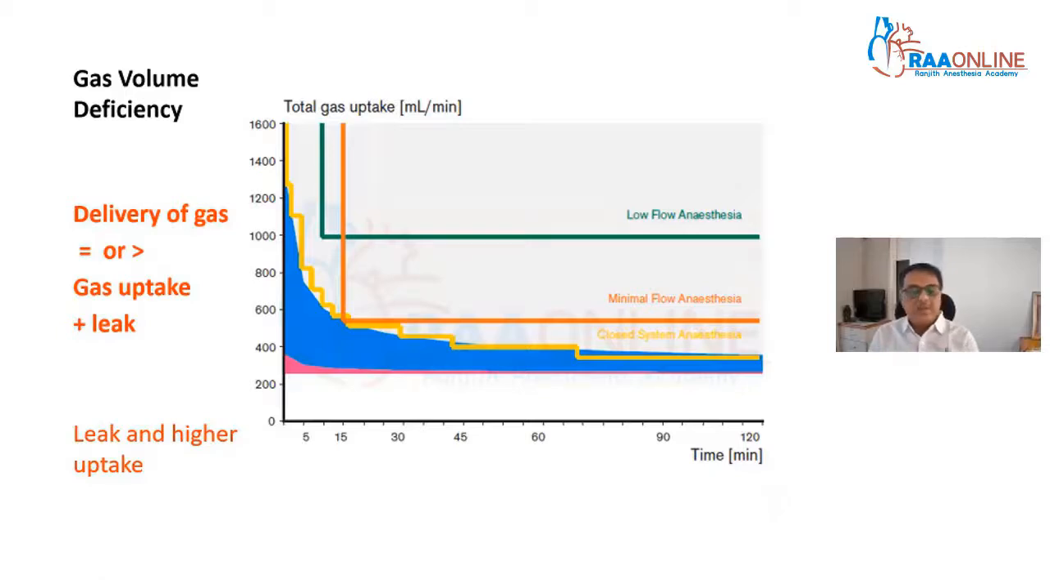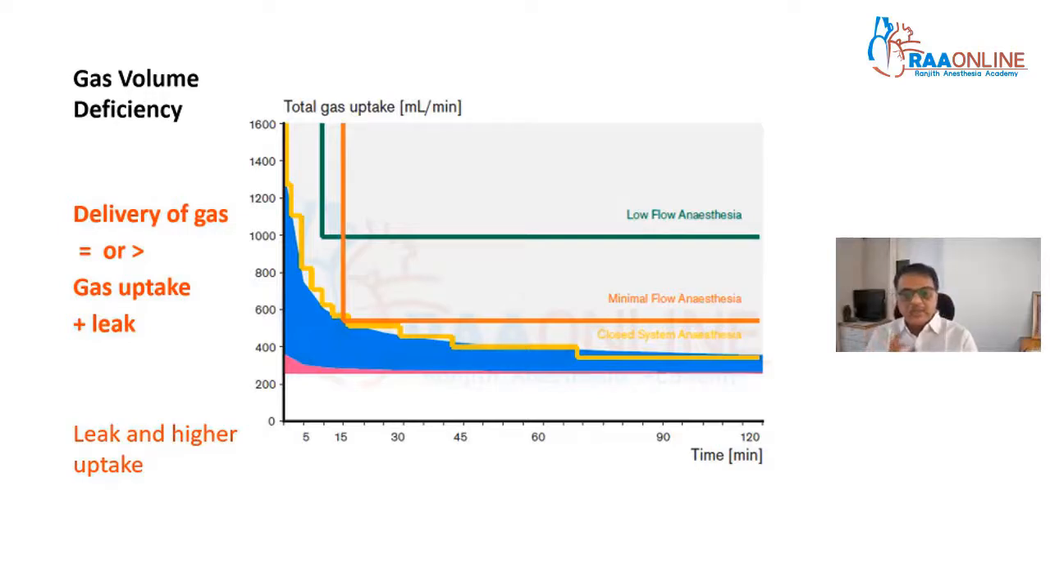Where does it happen? Whenever there is a leak in the system, that is one thing. And when uptake is more. These two are the causes of gas volume deficiency. So, what should be your lowest flow to optimize low flow anesthesia? How low can you flow? Your delivery of gases should be equal to or more than leak plus gas uptake in the body.